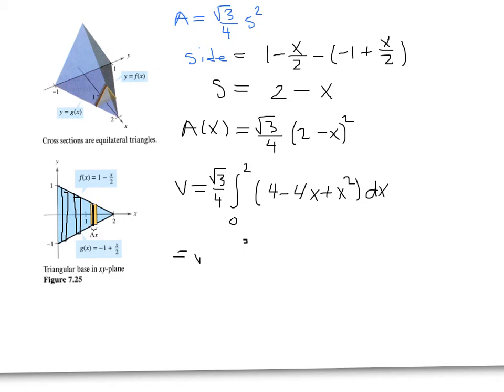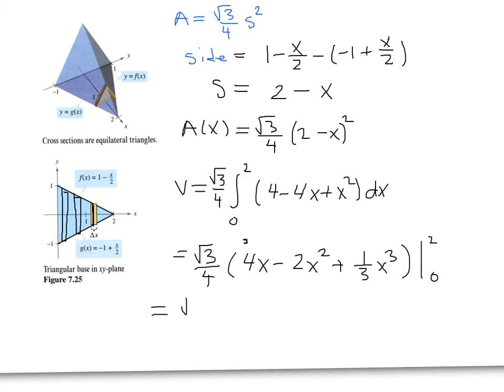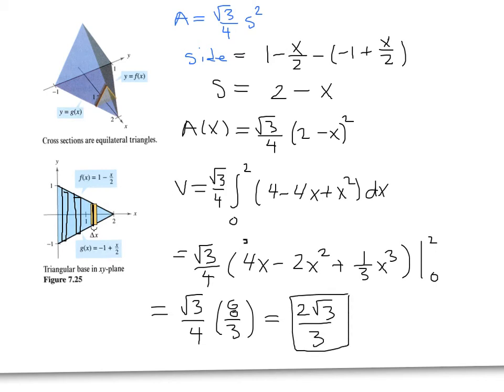And that yields root 3 over 4 times 4x minus 2x squared plus 1/3 x cubed, evaluated from 0 to 2, which gives you root 3 over 4 times 8/3, and that simplifies down to 2 square roots of 3 over 3. So, no circles, no pi. Let's do another one of these.